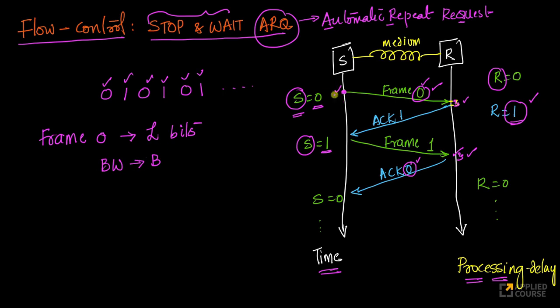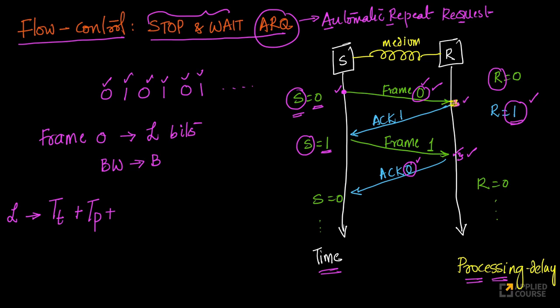How much time does it take for us to first place the frame 0 on the medium? It takes us transmission time. For L bits, or one frame, it takes TT, the transmission time, to place the whole frame, the L bits, onto the wire or the medium. Then it takes TP to propagate it. Then everything will reach the receiver.